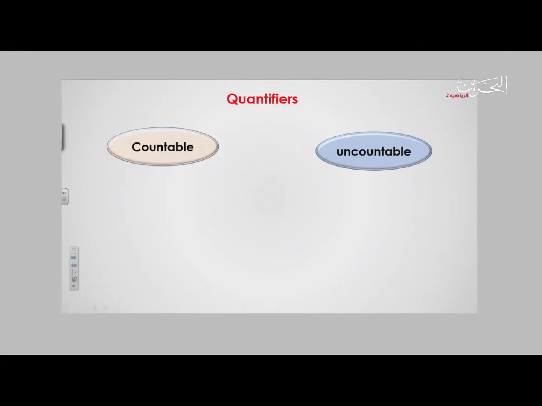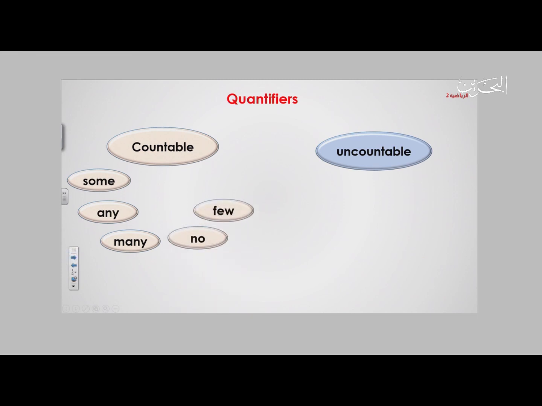Let's start with the countable. We have the word some, and I'm sure most of you know the word some. Any, many, no, few, a lot of. These are the quantifier words I can use with countable nouns.